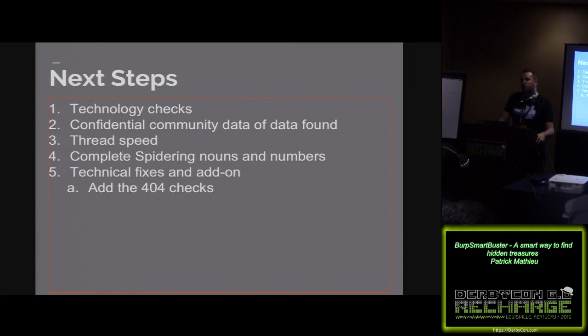The thread speed, by default, is just intense, and it might not be liked by the people whose websites you test. So I need to add a thread speed limit. The spidering is getting the nouns and numbers, like I said, but I'm not using it right now, so it's just a function to go over it. And yeah, for sure, there are some small technical fixes to do. Sorry. And like I said, the 404 needs to be fixed, but technically it's mostly working.